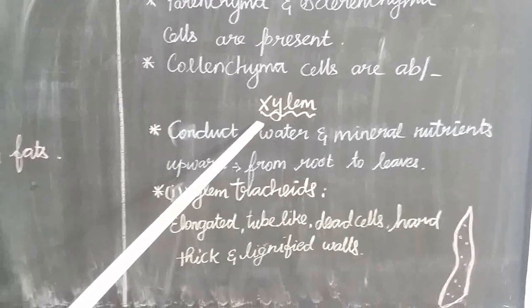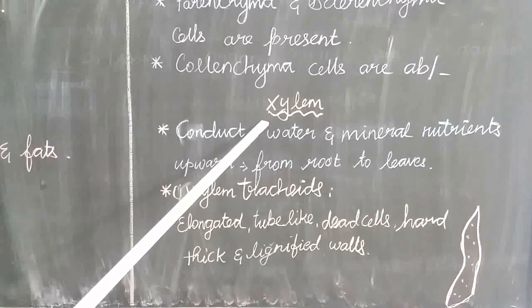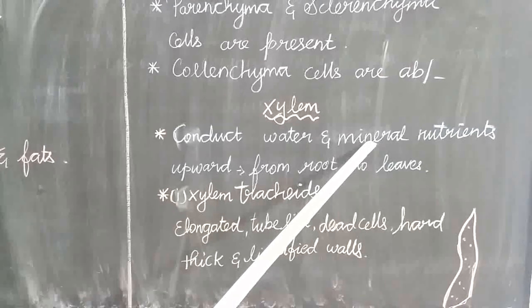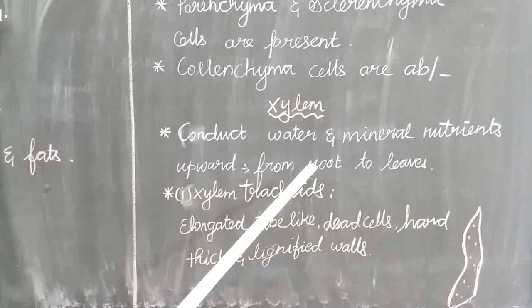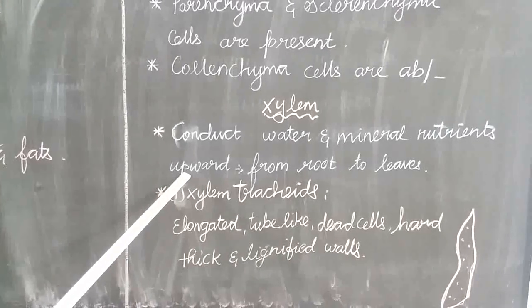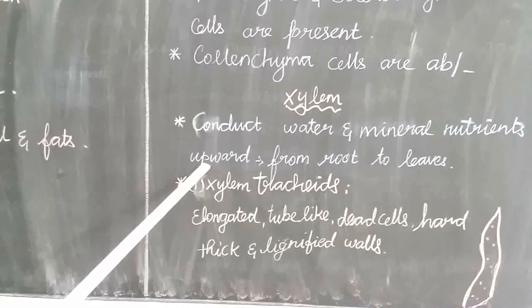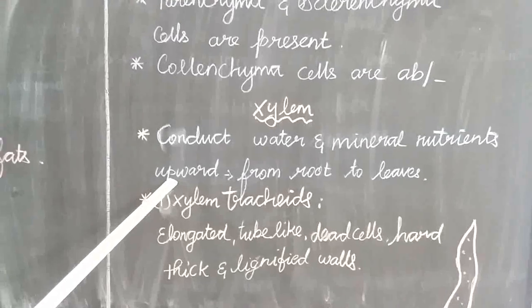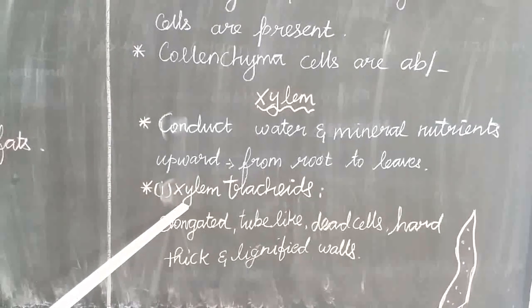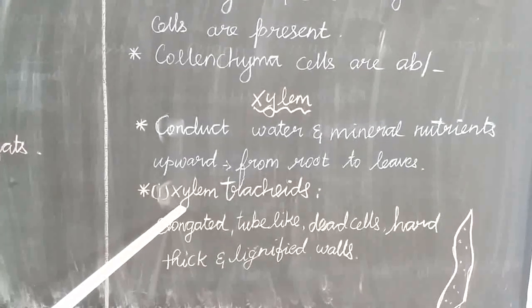What is the function of xylem? Do you know anything about that? Yes, the xylem conducts water and mineral nutrients from the root to the leaf. So the direction is upward. Xylem is again classified into four elements: xylem tracheids, vessels, xylem parenchyma and xylem fiber.